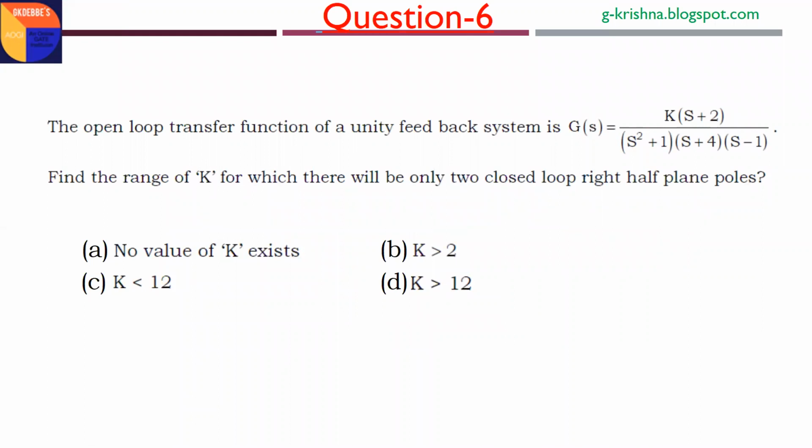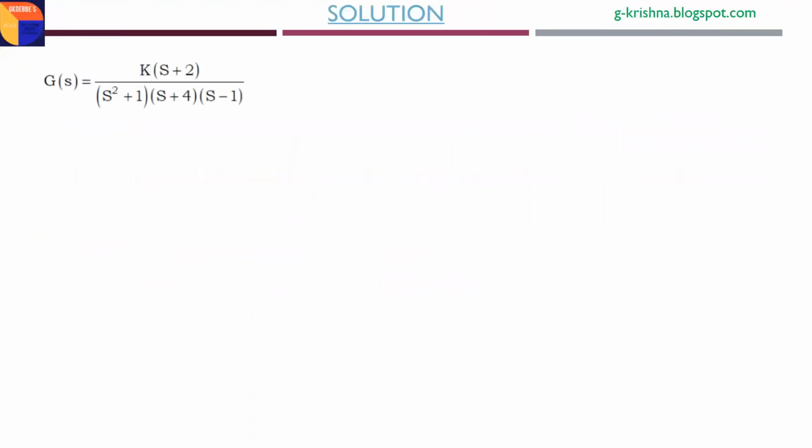They have given the open loop transfer function of a unity feedback system, and you have to find the range of K for which there will be only two closed loop right half plane poles. These are the options given: no value of K exists, K greater than 2, less than 12, K greater than 12. Okay, let us go for the solution.